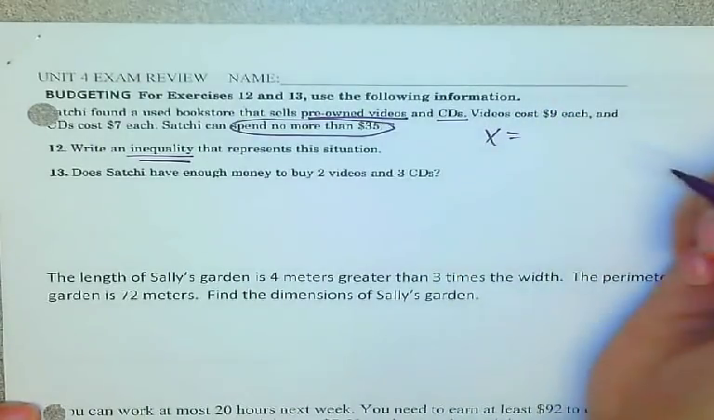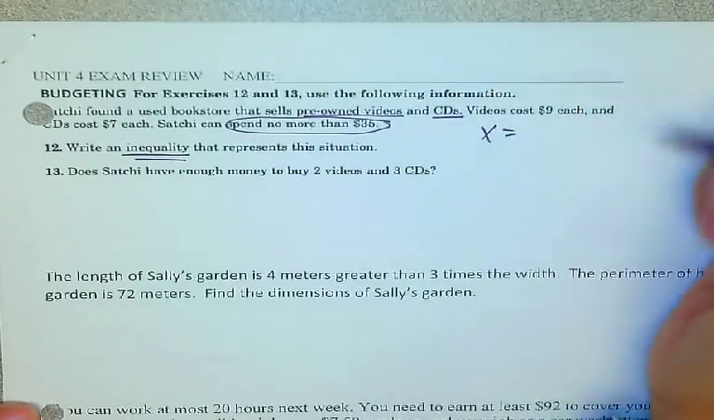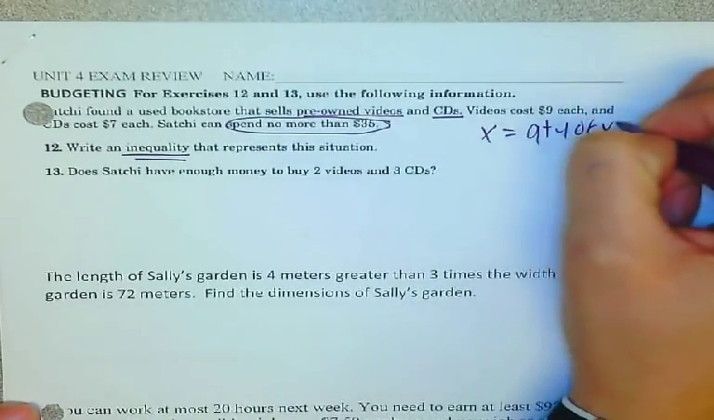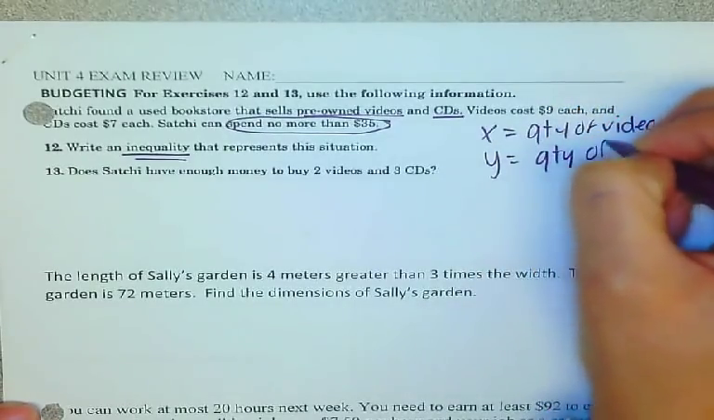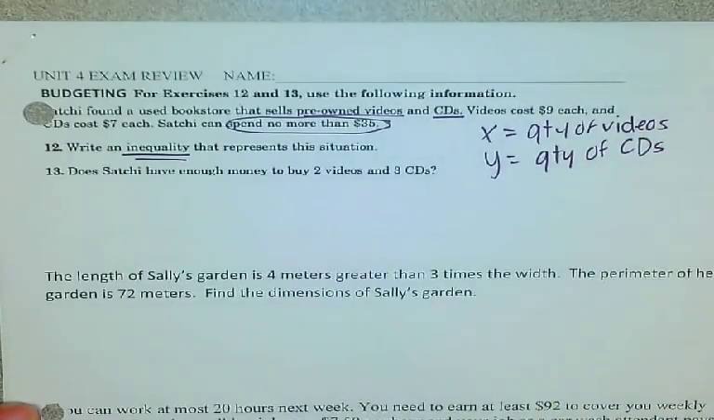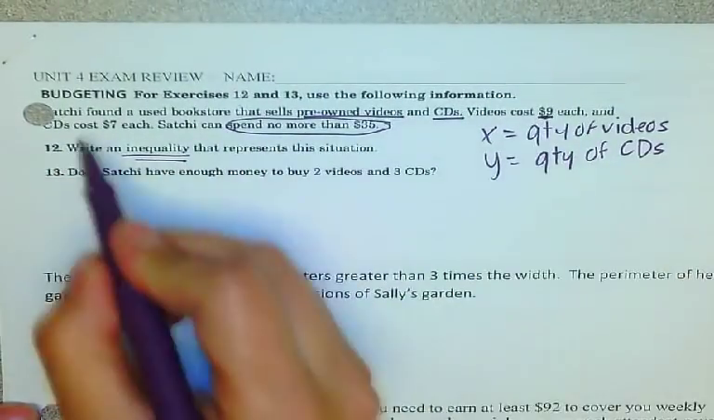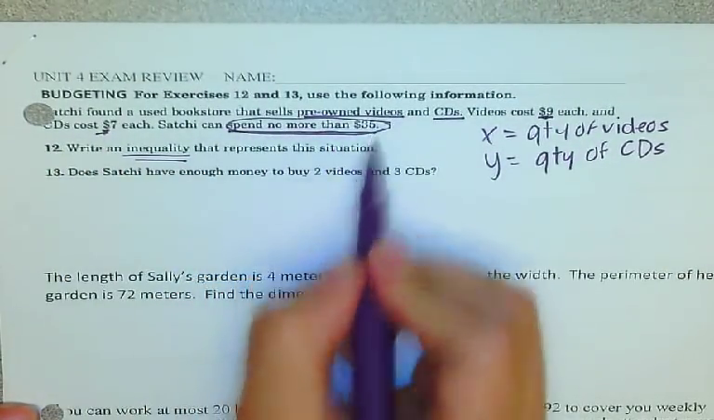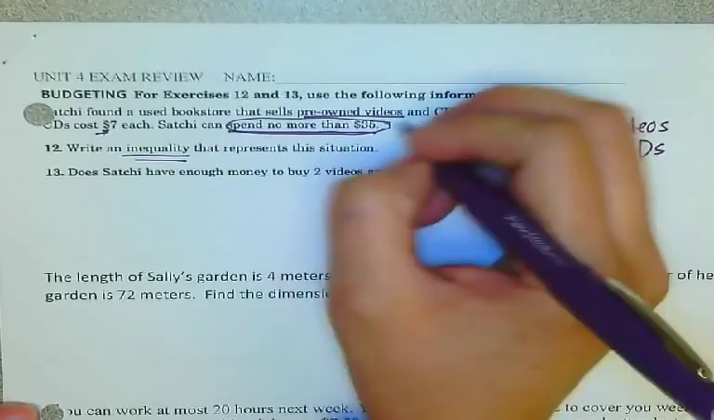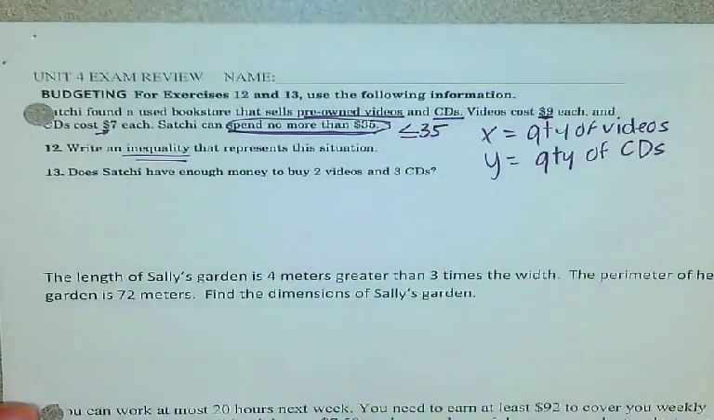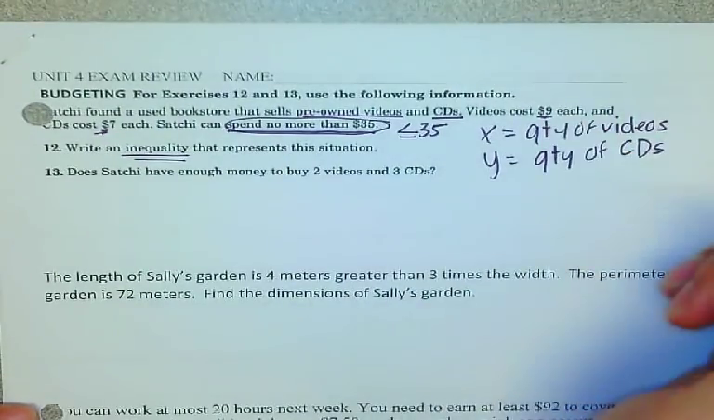So I know that X represents the amount or quantity of videos, so the number of videos. And the Y, I'm going to make it be the quantity or number of CDs. Okay, so they tell me the cost. I'm doing something with money, and they tell me that they can spend no more than 35. No more than 35 means that or less, so it's a maximum. Okay, a maximum. So now I'm going to put all of this together.